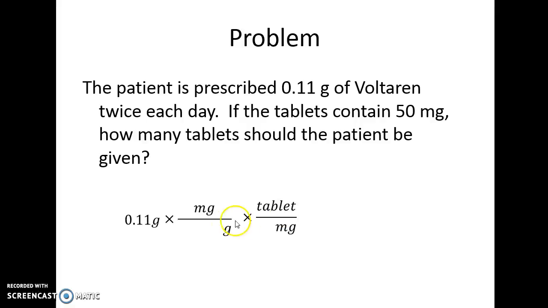Now we put in the numerical values. A milligram is 0.001, or 10 to the minus 3 grams, and a tablet has 50 milligrams. You multiply through, which is basically 0.11 divided by 0.001 divided by 50, and you get 2. So at one time you would give him 2 tablets.